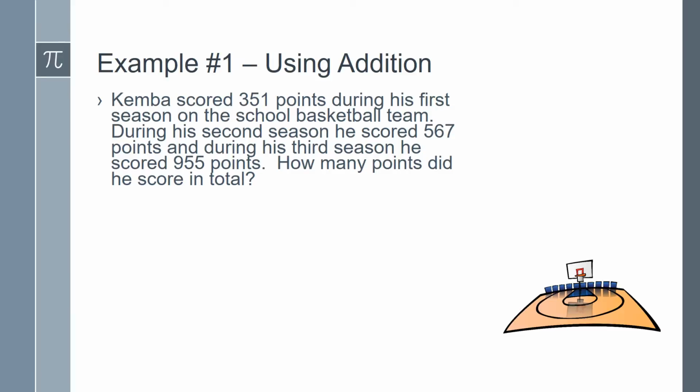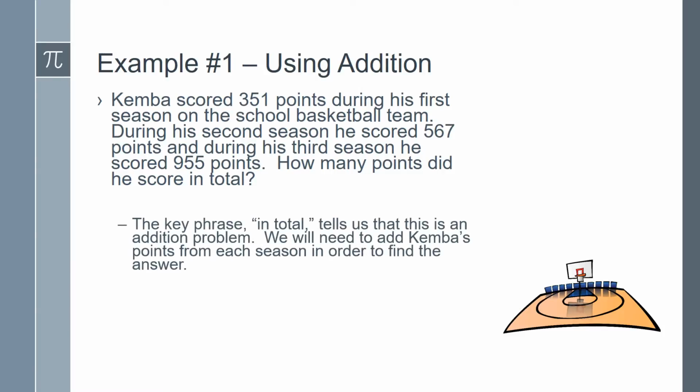Example number 1. Kemba scored 351 points during his first season on the school basketball team. During his second season, he scored 567 points, and during his third season, he scored 955 points. How many points did he score in total?